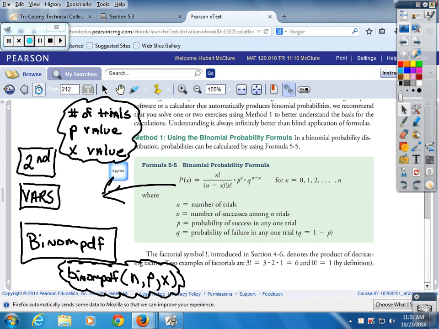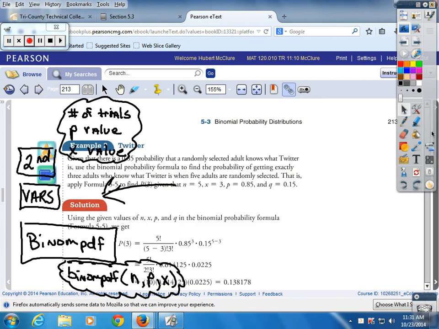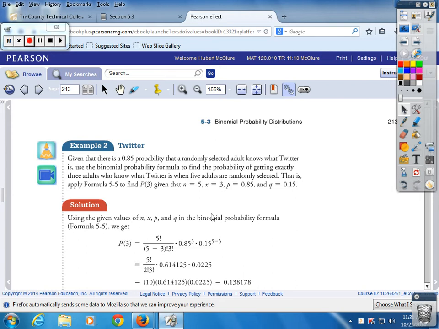I'll just pull one out of the book and then we'll do some in your. Okay, here's one. It says, given that there is a 0.85 probability that a randomly selected adult knows about Twitter, use the binomial probability formula to find the probability of getting exactly 3 adults who know that Twitter is when 5 adults are randomly selected.